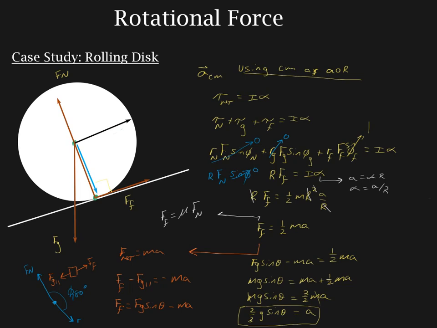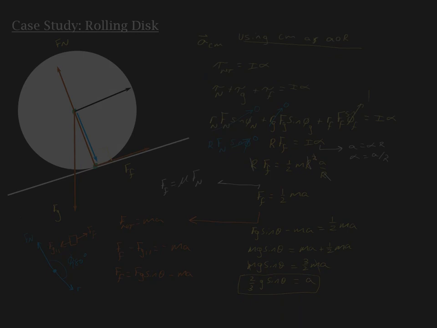Okay, so that's method one. That's using the center of mass as our axis of rotation. But what happens if we don't use the center of mass as our axis of rotation, but we use the point of contact as the axis of rotation? Try it on your own and see if you come up with the same answer, and then we're going to do it together.